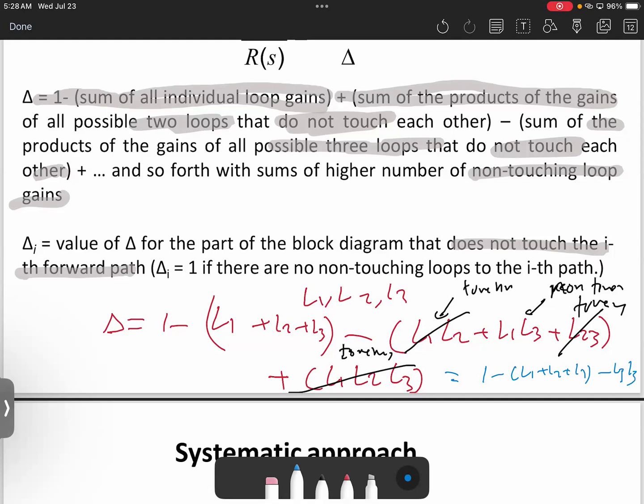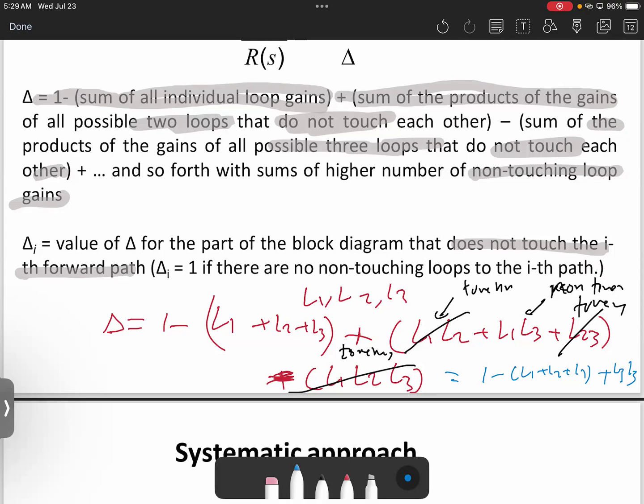After removing all the touching ones. Oh, 1 minus, plus, yep. This is plus, this is minus, therefore this will be plus. Okay, between delta and delta I, the sum of the loops, the sum of the products of 2 loops, 3 loops, 4 loops, and so on.